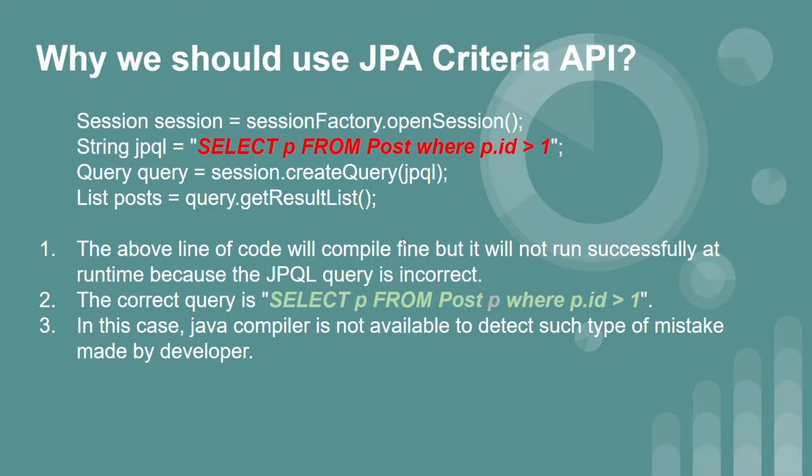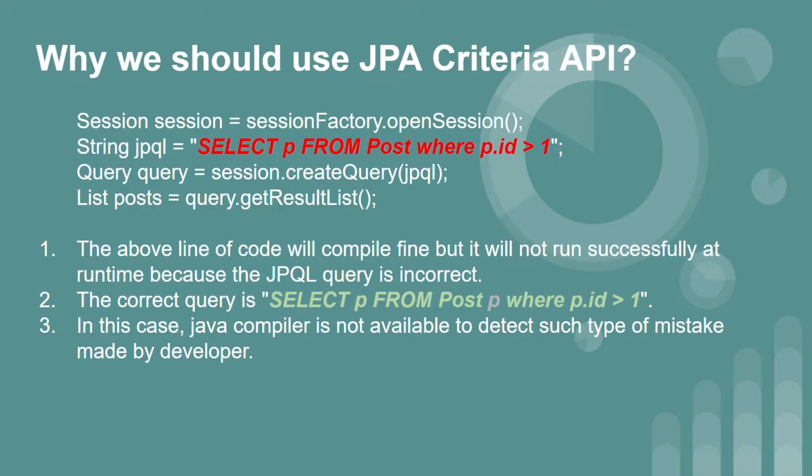Why should we use the JPA Criteria API? Let's first understand the drawbacks of JPQL and HQL. I have taken some lines of code here. The above code compiled fine, but it will not run successfully at runtime because the alias p is missing in the query. The query is written in double quotes, so it will not give you any error at compile time, but at runtime this query will not execute.